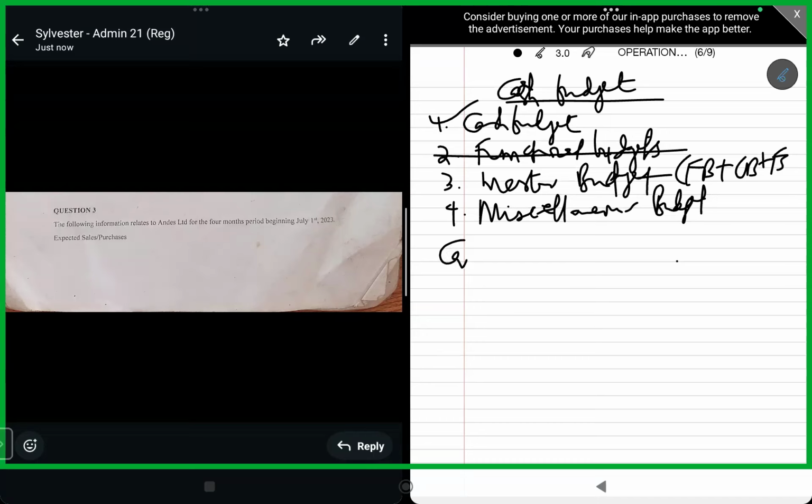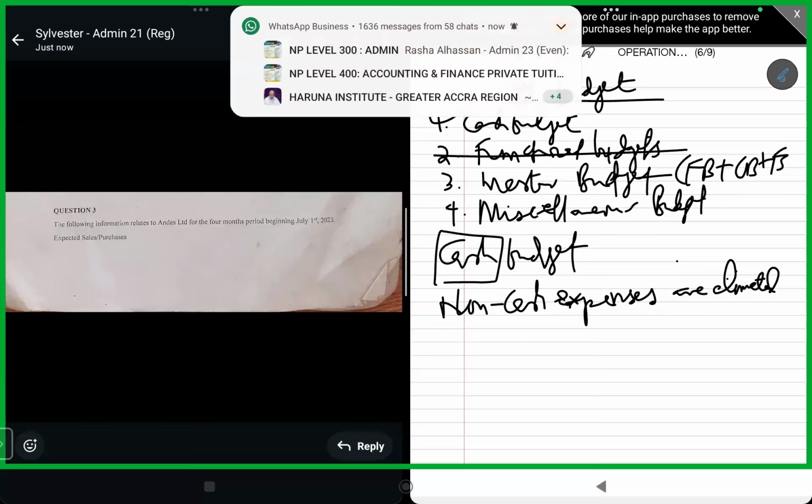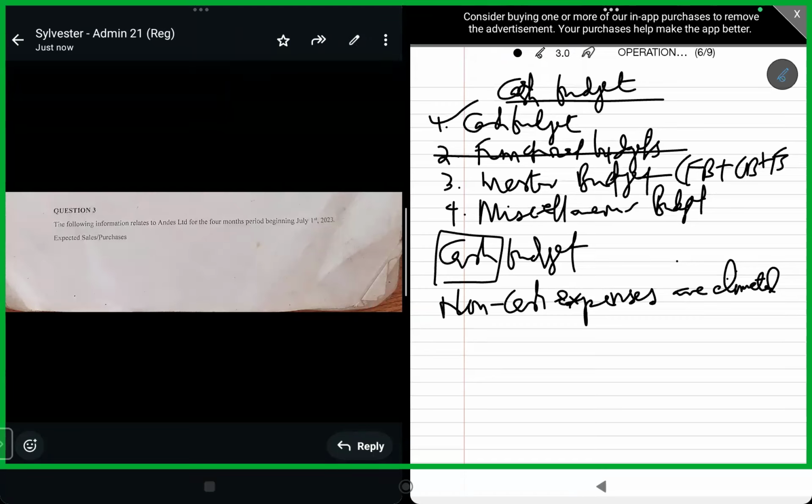So when it comes to the cash budget, simply our concentration is mostly on cash transactions. So every and all non-cash expenses are dispensed with. In other words, they are not treated within. All non-cash expenses are eliminated. So we will have to first find what the cash transactions are, and we will make adjustments accordingly. So that's the cash budget.